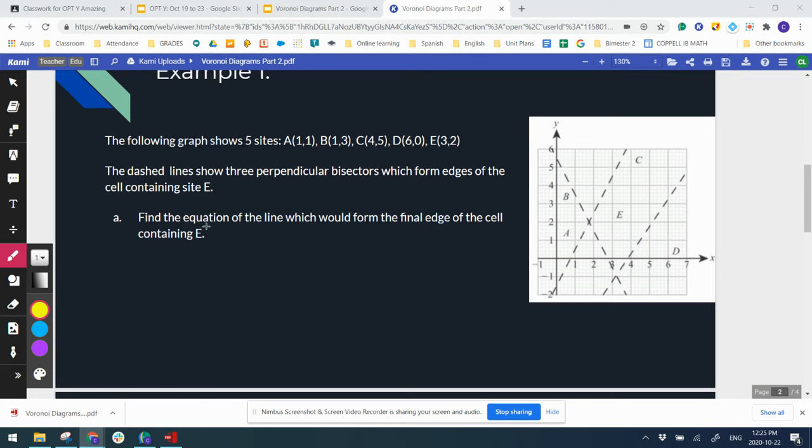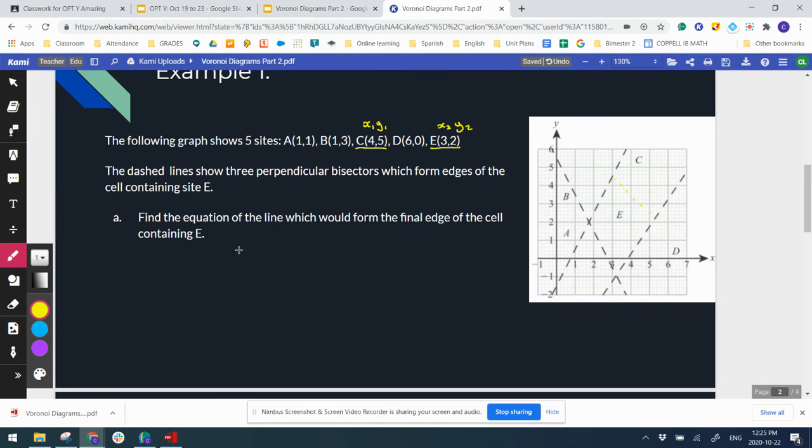It wants us to find the equation of the line which would form the final edge of the cell containing E. So it wants us to find that final line that would show up kind of like through here-ish. So you can see we're looking for the perpendicular bisector between E and C, which means the only 2 points we need to use are this one and this one. So we're going to label those our x1, y1, and x2, y2.